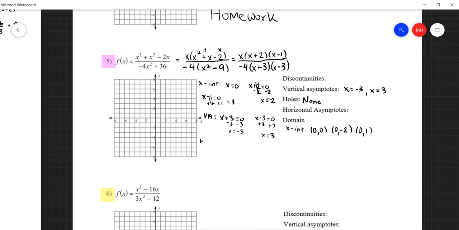Onto horizontal asymptotes. Horizontal says I want the degree of the numerator and denominator from the original. Well, my highest is a 3 and a 2. Once again, bigger on top means none.